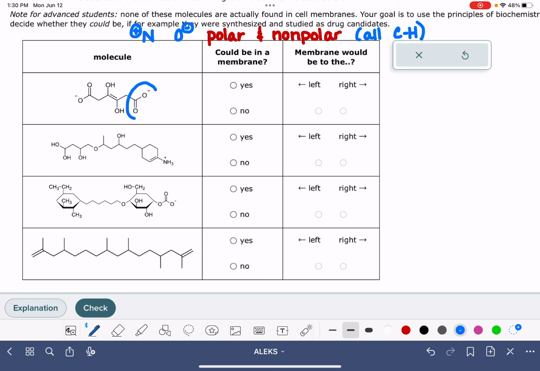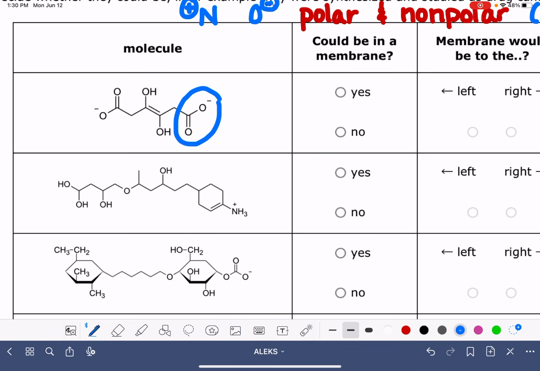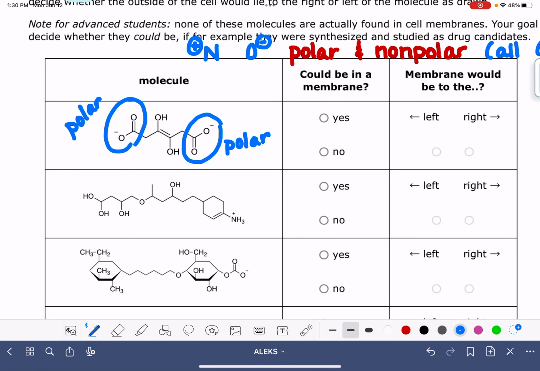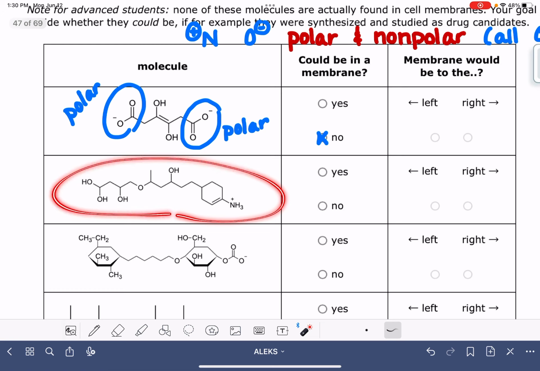So for example, this portion of this molecule right here, this is definitely polar because it has that O-. This portion of the molecule is also polar. Now, because this molecule has 2 polar ends, it doesn't have a nonpolar end, this could not be located in a membrane. In order to be in a membrane, it needs to have one end polar, one end nonpolar. So let's take a look at this one.